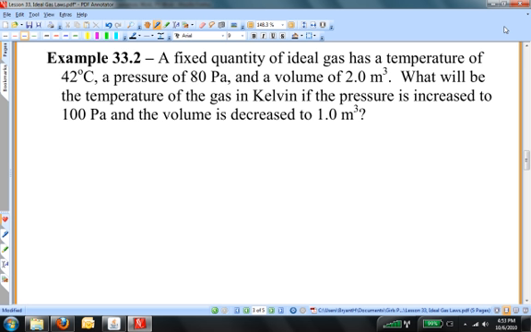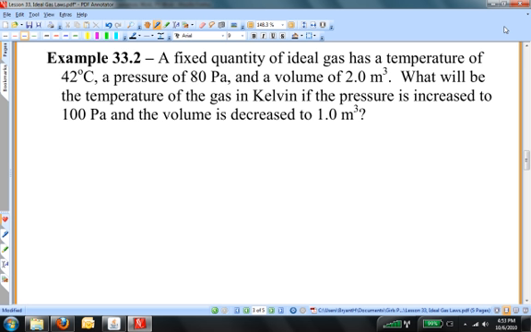What will be the temperature of the gas in Kelvin if the pressure is increased to 100 Pascal and the volume is decreased to 1 cubic meter? My gosh, there's a lot of stuff going on here. Again, think about the 2 different states, state 1 and state 2.